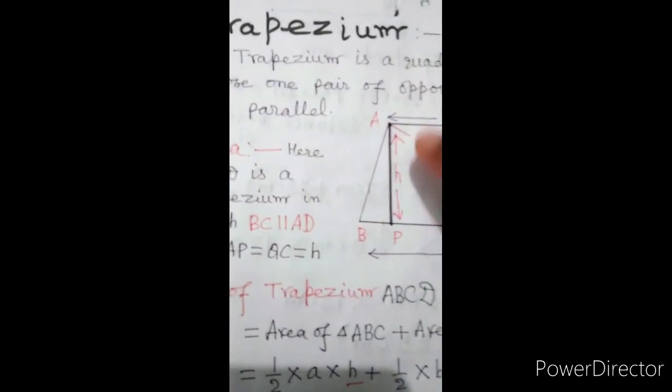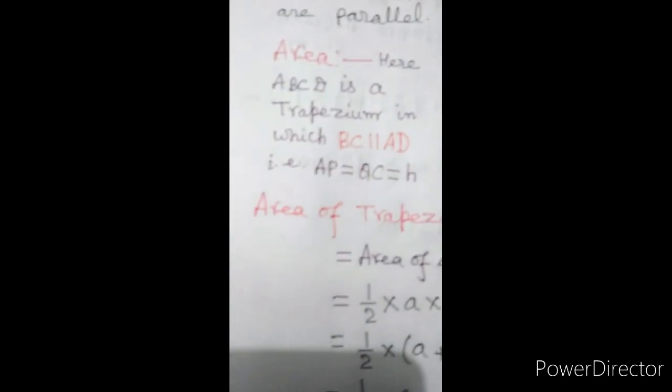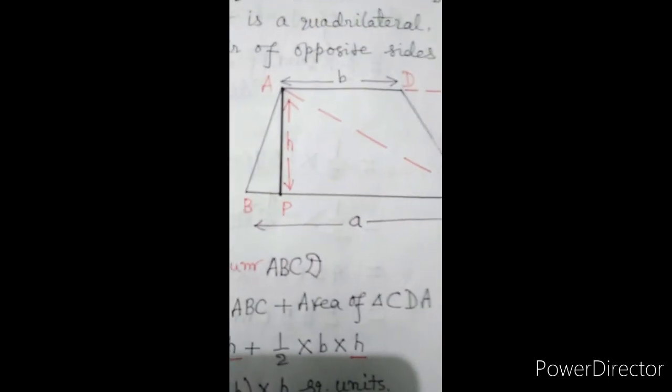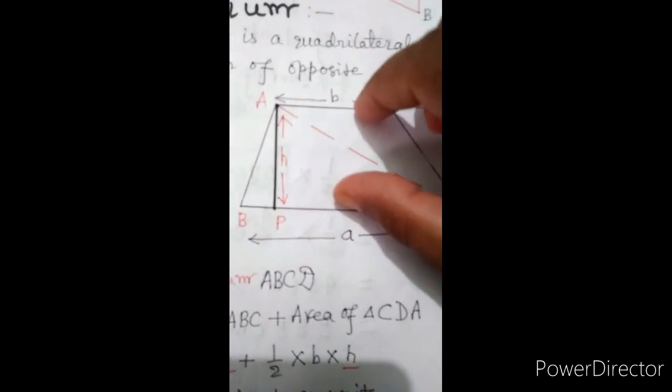Firstly, find area of this triangle ABC. Area of trapezium ABCD is equal to area of triangle ABC. After that, area of triangle ACD and add. We will add both area to get area of trapezium.